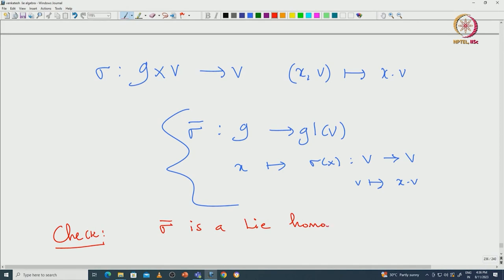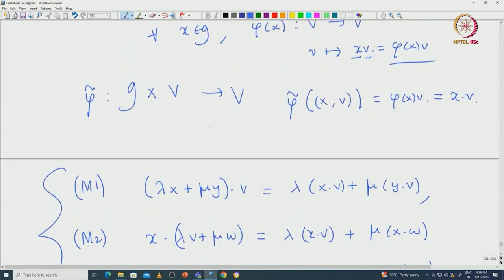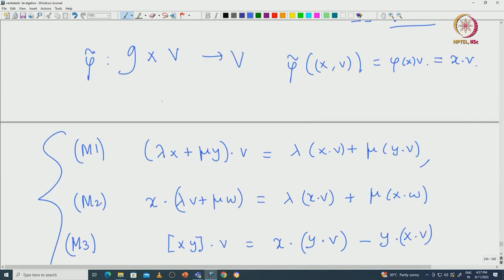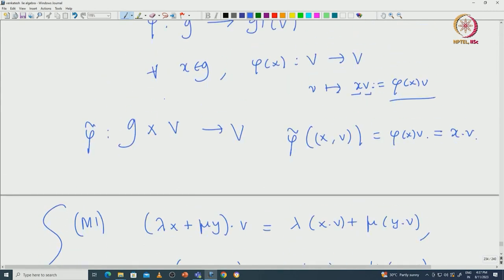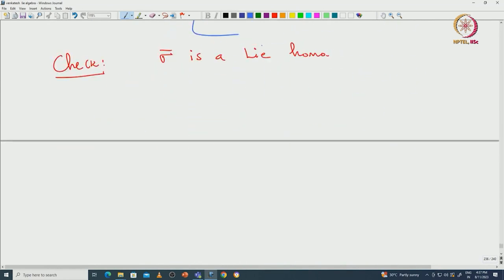So in both ways you can go from the representation to this, what is this called, module. And if you start with this G module, then you can go to the representation. V is said to be a G module if there exists such a map, sigma tilde, satisfying this condition. Basically what we saw is that there is a dictionary between representations and G modules.